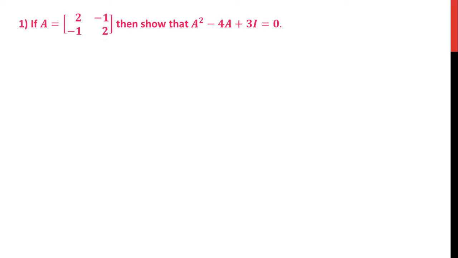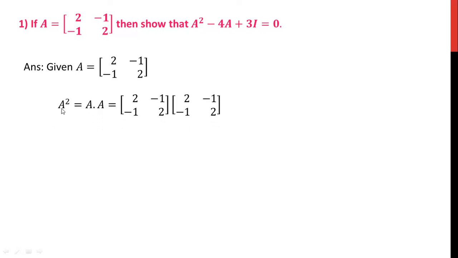So see, first example. The matrix is given A is equal to [2, -1; -1, 2], whose order is 2 by 2. Now to prove this equation, first of all we will write the given. Now we require A square. We know that A square means A into A. We know the product multiplication between matrices.